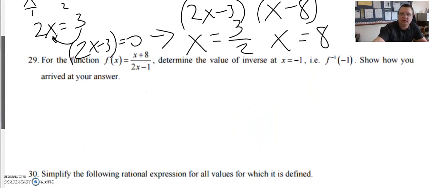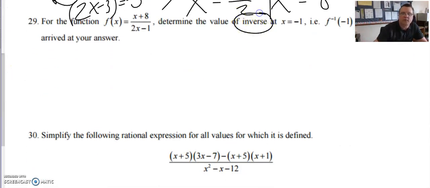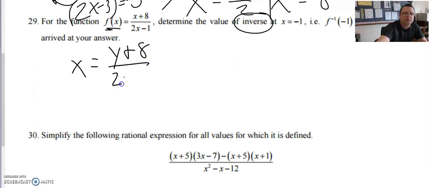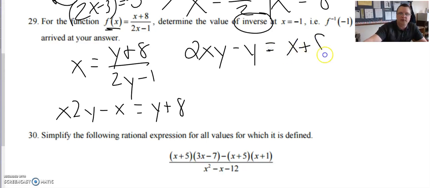Now this here, inverse. We have the inverse right here, so we have to find the inverse. That means we switch the x's and the y's. So we have x equals (y + 8) over (2y - 1). Cross multiply. I'm going to do this all in one step. 2xy minus x equals y plus 8. I know it's 2xy, but that's fine. So then I'm going to have 2xy minus y equals x plus 8.